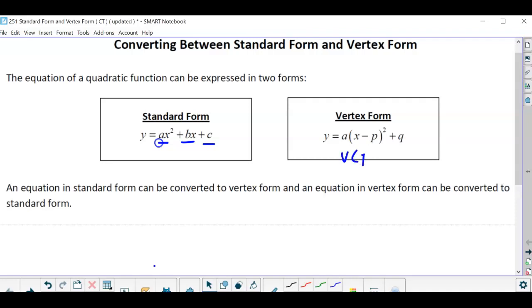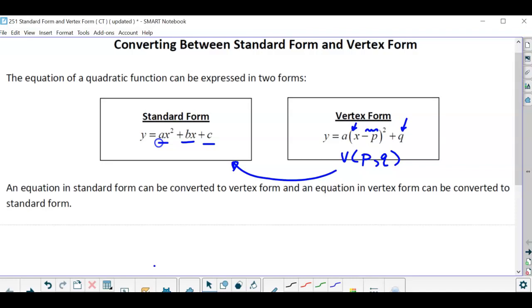Okay. Vertex form is where from this form you can figure out what the vertex is, which we've talked about already. So the vertex here is (p, q). It's the opposite sign of the constant term when the coefficient of x is 1 in the bracket, and q is your y value at the vertex. Okay, so we can convert in between. Obviously, going from vertex form to standard form, pretty straightforward. You expand to get rid of the brackets and collect like terms.